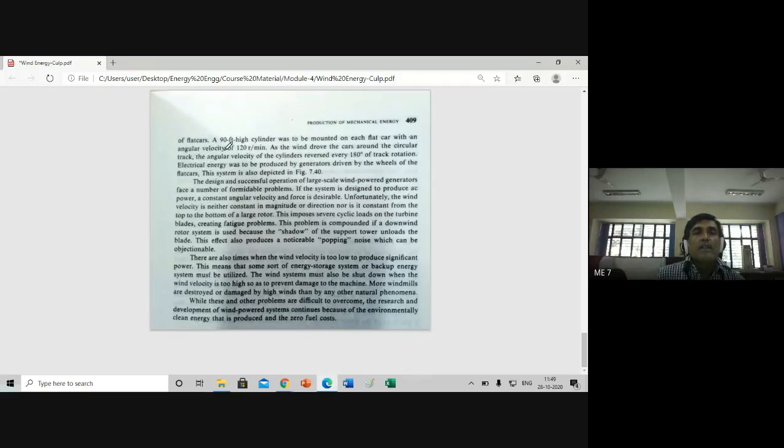A 90 feet high cylinder was to be mounted on each flat car with an angular velocity of this much. As the wind drove the cars around the circular track, the angular velocity of the cylinders reversed every 180 degrees of track rotation. Electrical energy was to be produced by generators driven by the wheels of the flat cars. This system is also depicted in figure 7.40.